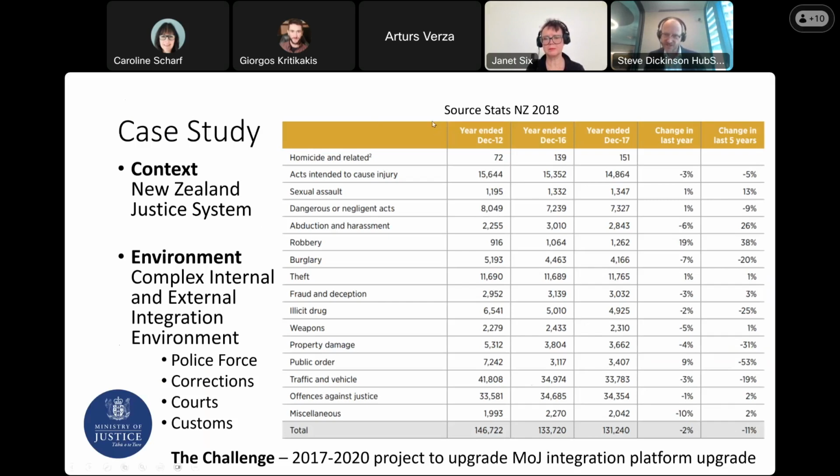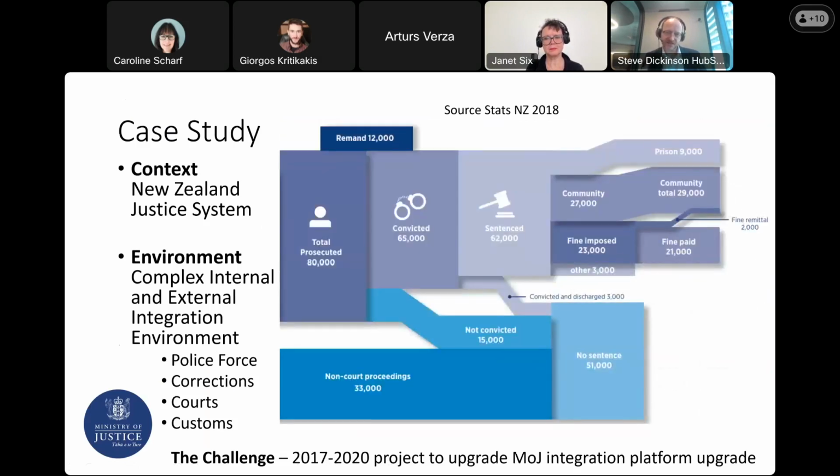So these are some stats from Statistics New Zealand. New Zealand's quite a small country, but we've still got a fair share of crime and trouble. There's another diagram that I found. Oh, and sorry, the challenge with the project, this was back in 2017 when I walked in the room when they were trying to solve this problem, was they were on the brink of upgrading their legacy integration platform to an Oracle integration platform. They were basically trying to solve these problems that occurred in terms of security and broken integrations.